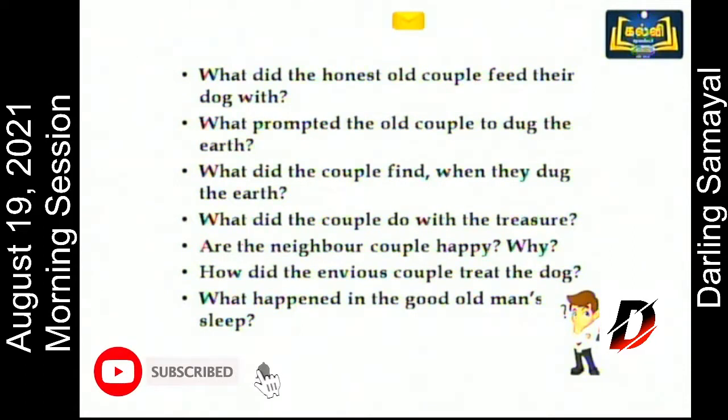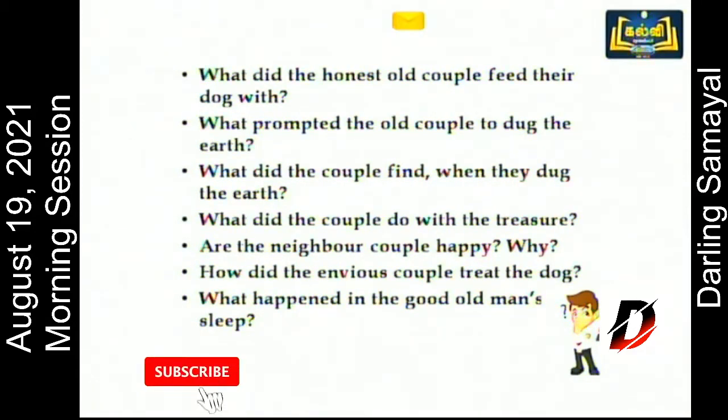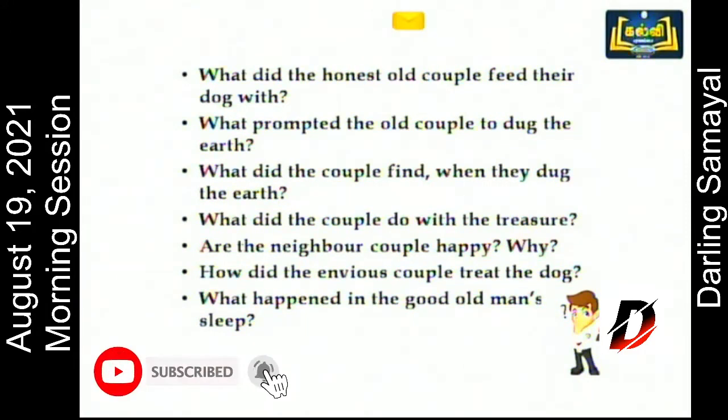How did the envious couple treat the dog? The envious old couple killed the dog, because he didn't find any treasure. What happened in the good old man's sleep? The dog came in a dream and told him to make a mortar out of the pine tree.